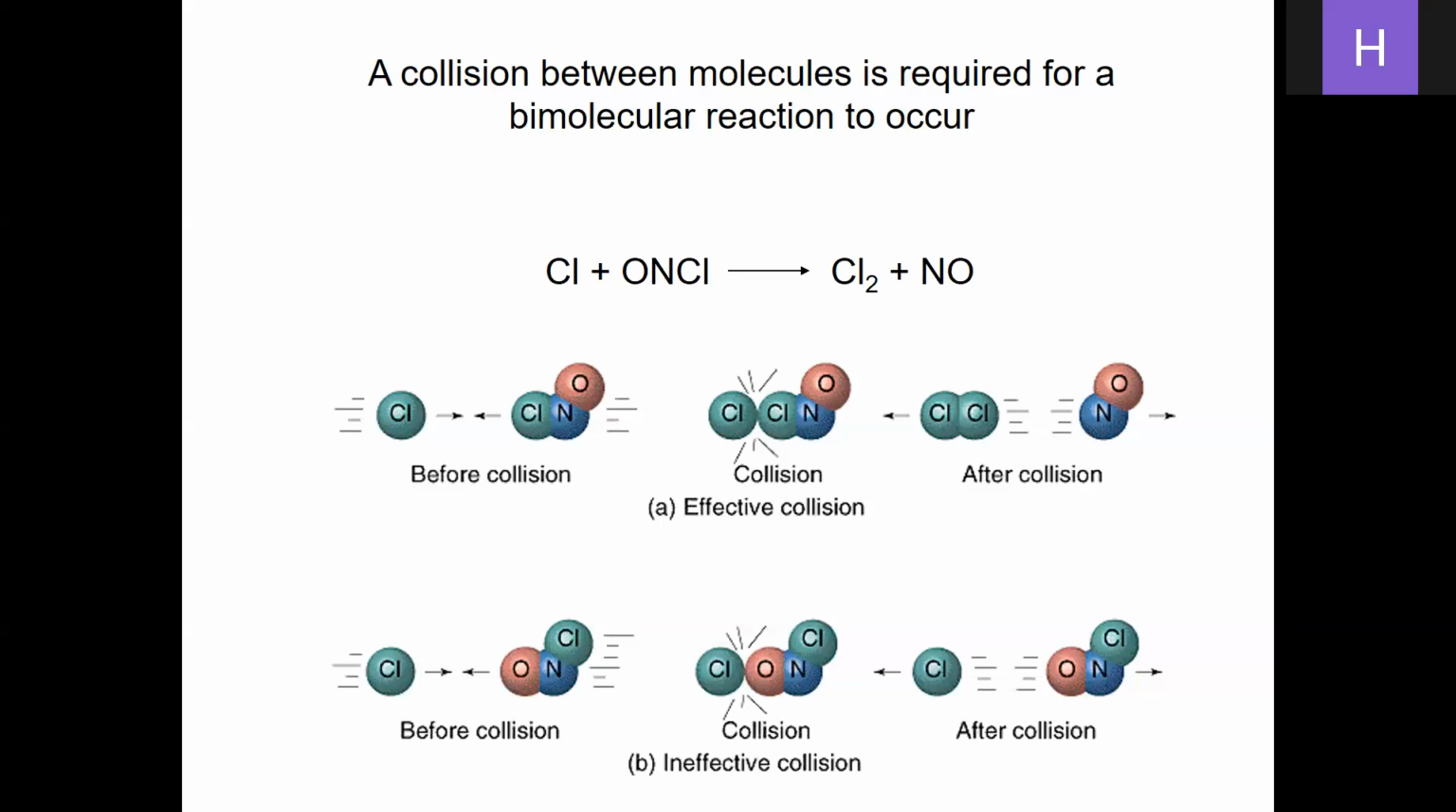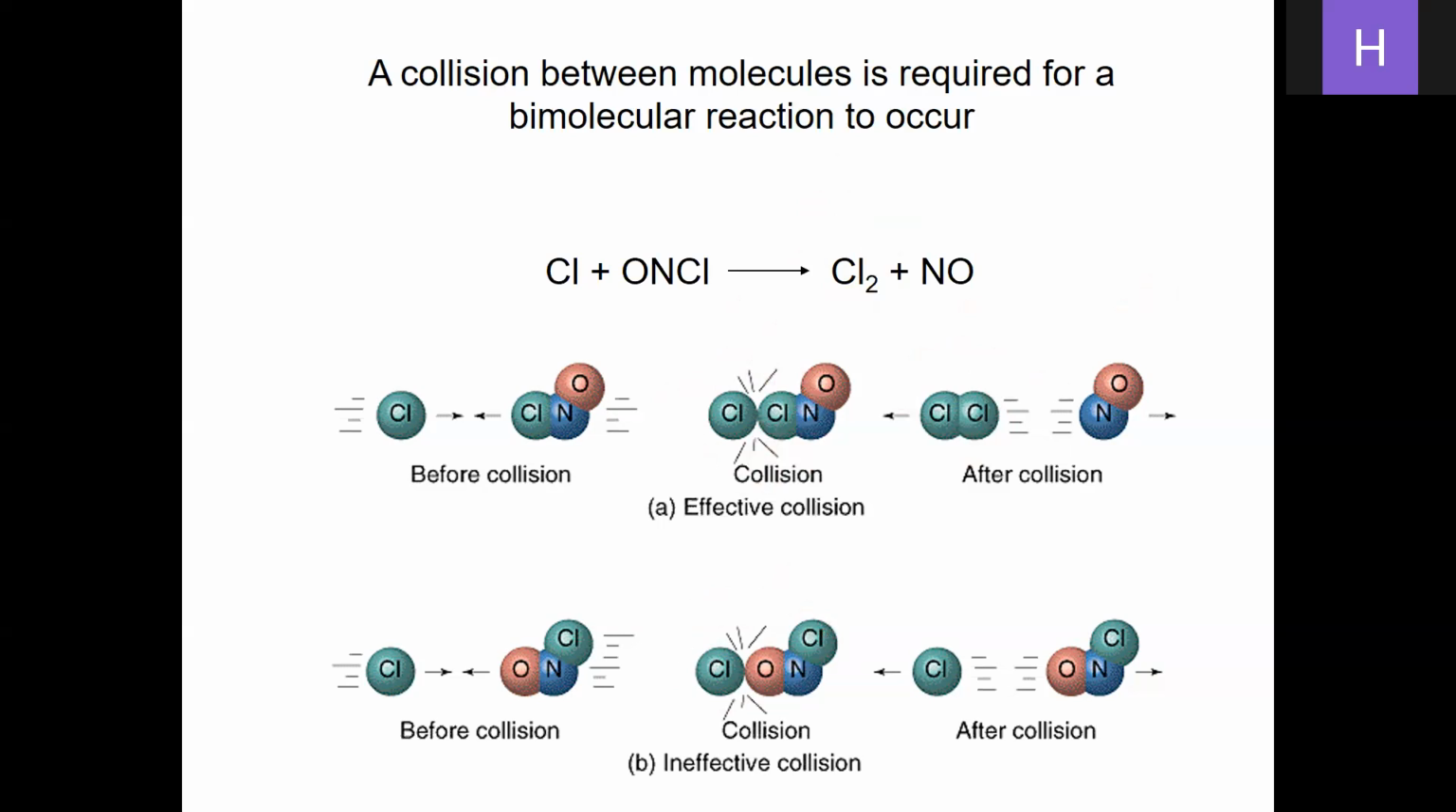It's very possible that the lone chlorine atom collides with a different atom, such as in this bottom step, where we have the lone chlorine colliding with an oxygen. That bottom step is an ineffective collision. The orientation is not correct. If you're trying to end up with a Cl2 as the product of your reaction, you need a Cl to collide with another Cl in order to break off into a diatomic chlorine, and NO being ejected from that system.